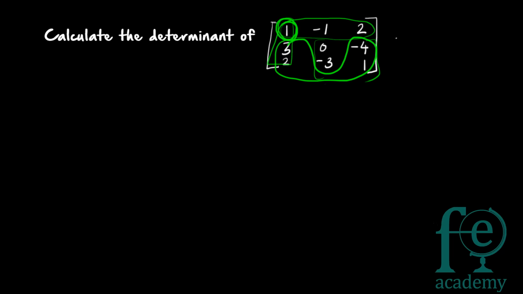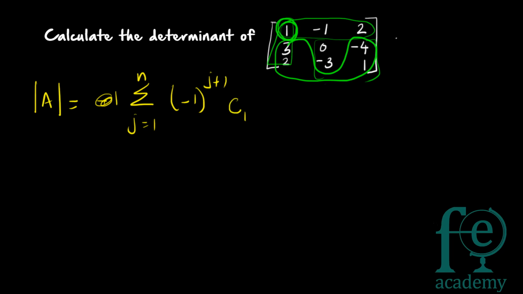First you can write the general formula for calculation of determinant. For a 3 cross 3 matrix, the general formula for calculation of determinant is: determinant A is equal to sigma, j is equal to 1 to n, minus 1 the whole raised to j plus 1, C1j into M1j. So don't be confused by this formula. When you do this, it becomes much easier. So I'll explain it step by step.